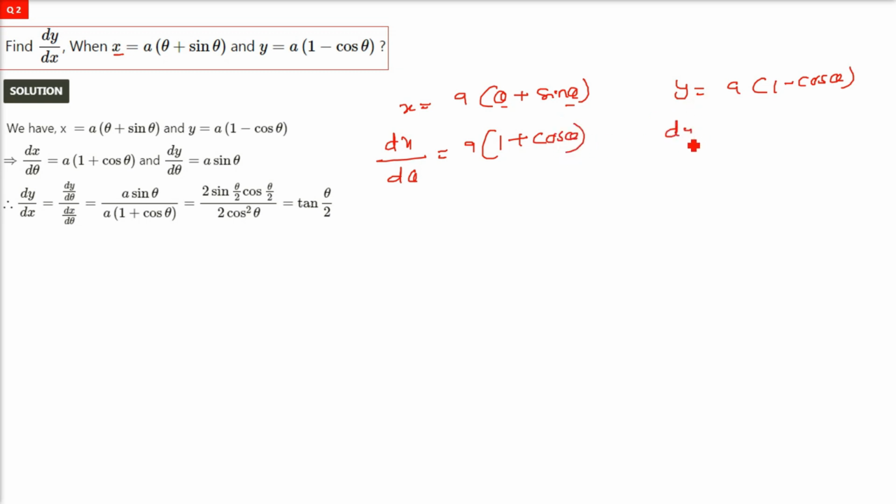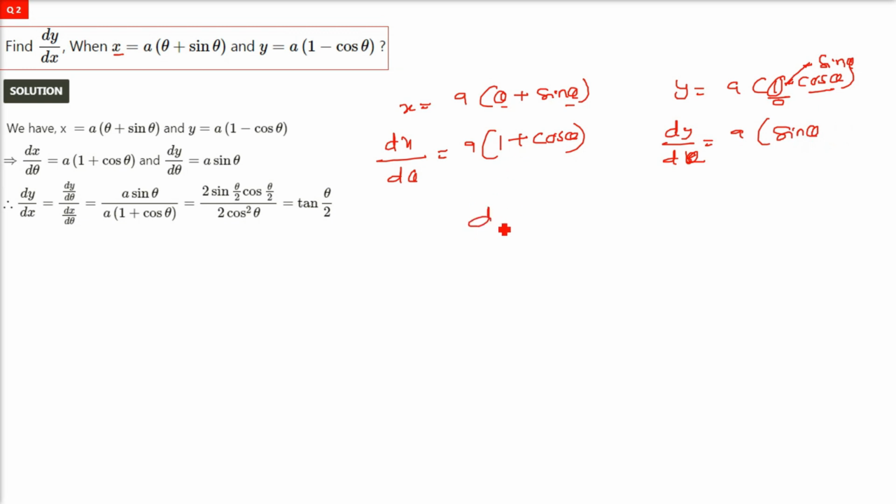Here also dy by d theta, not dt, it's d theta. a will come in front, 1 will be 0 and cos theta gives minus sine theta. So you get minus minus plus. Finally, because the derivative of cos theta is minus sine theta, the negatives cancel and it becomes positive. So we have a sine theta.